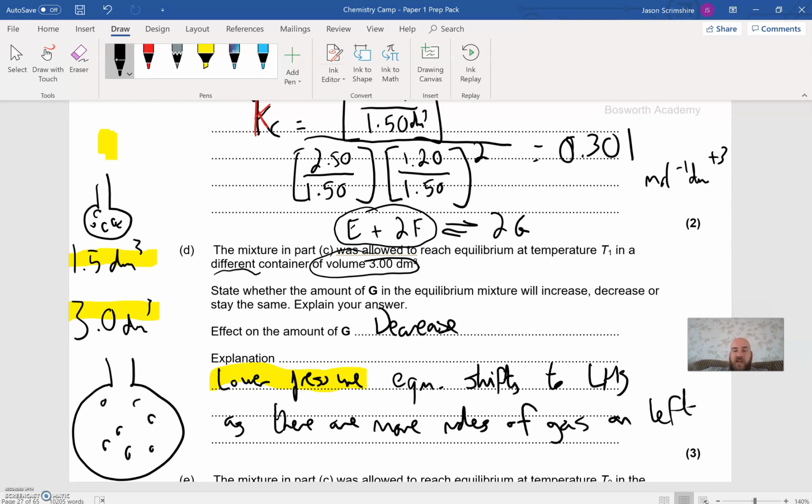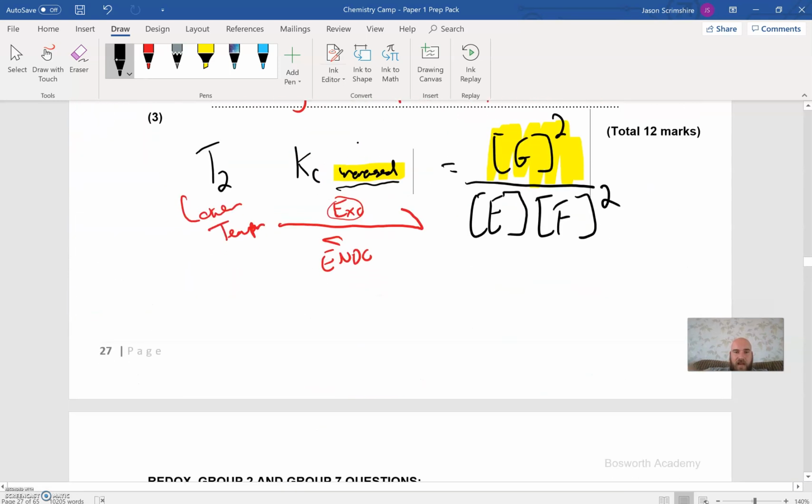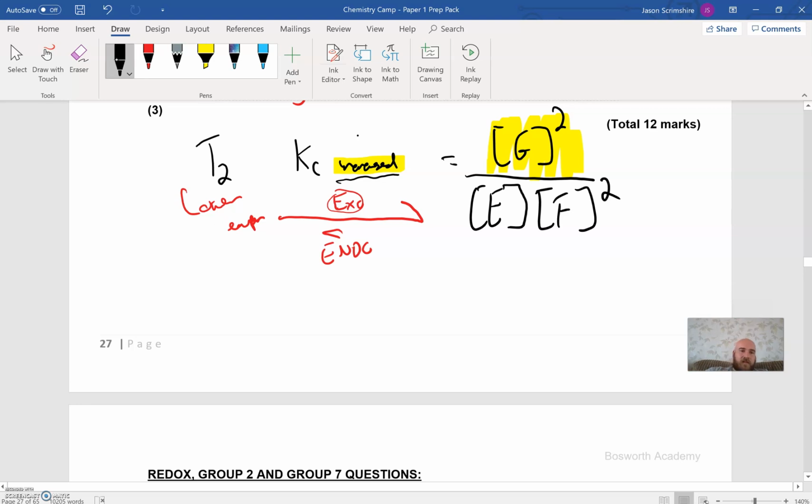So lower pressure, equilibrium shifts to the left-hand side as there are more moles of gas on the left. So it will increase the pressure by shifting that way. So bigger flask, lower pressure. That's the key thing to take from this. Okay, right. Now, here's the sort of working out for this particular next question.